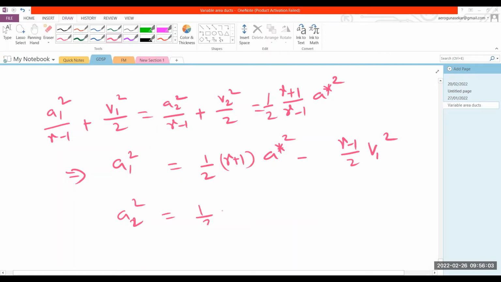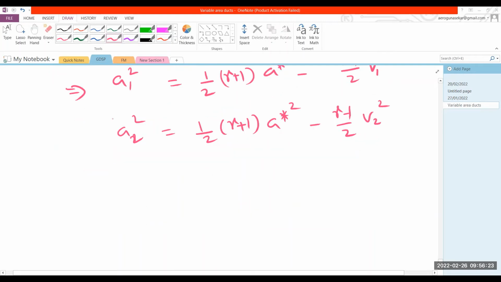You can just equate and then you can find out. So then you are getting 1 by 2 into gamma plus 1 into a star square minus gamma minus 1 by 2 into v2 square. I think this will be clear. Then we are going to utilize this term in the previous equation, that means in equation number 4.